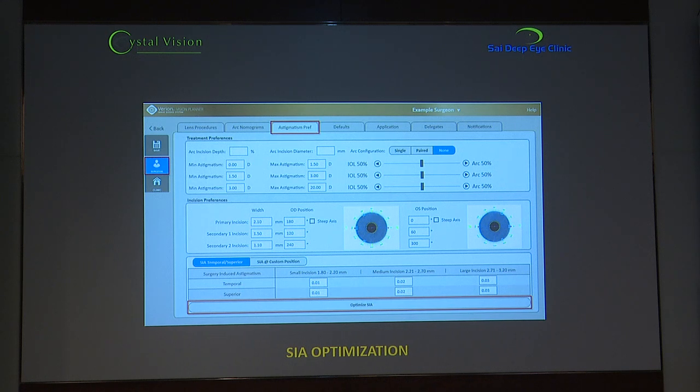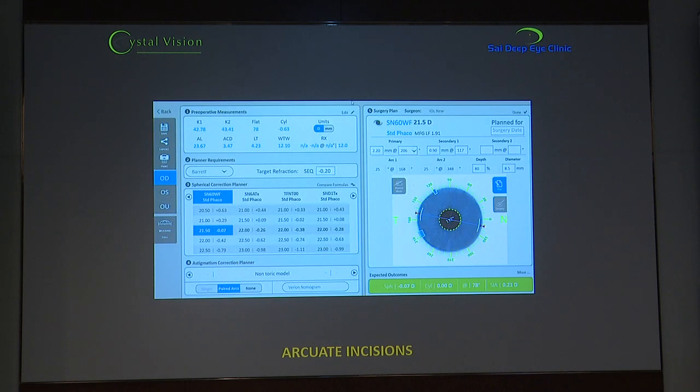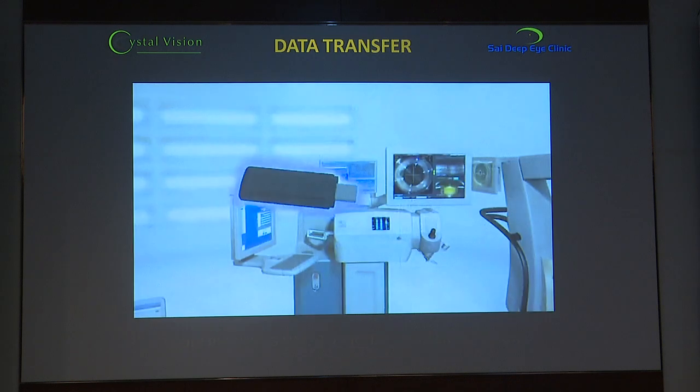SIA optimization, that is a surgically induced astigmatism optimization, for each surgeon, normally we would send all our data to the Warren Hill SIA calculator. But here this can be done on the Varion planning station itself by feeding in your post-op data, and it gives you what is your surgically induced astigmatism. It can be used to plan the number of arcuate incisions you want to make in case of an LRI, the depth of the arcuate incision, and the extent of the arcuate and the placement.